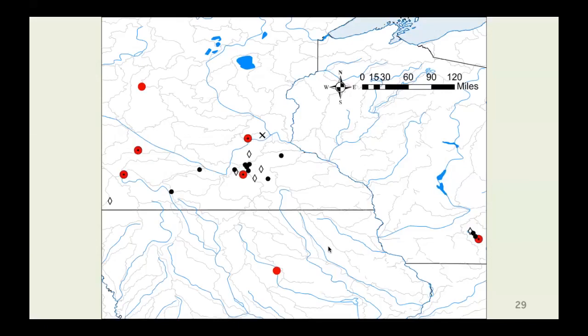So this is the distribution of KHV and CEV during our study. What we're looking at here is black dots are where KHV occurred by itself. Red dots without a bullseye in them are CEV by itself, and red dots with a bullseye are co-infections. The diamonds are places where we weren't able to get samples from.